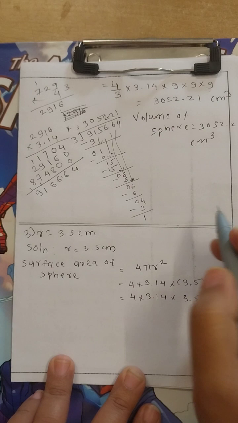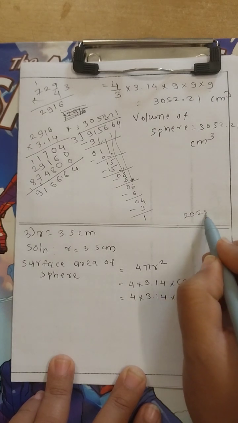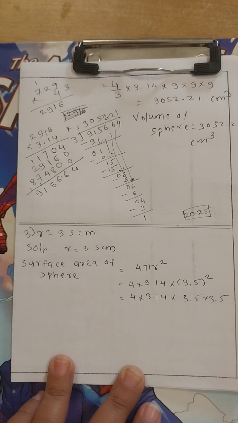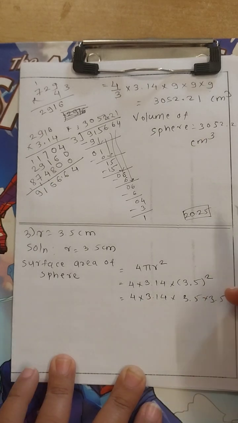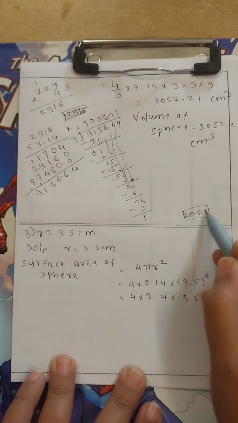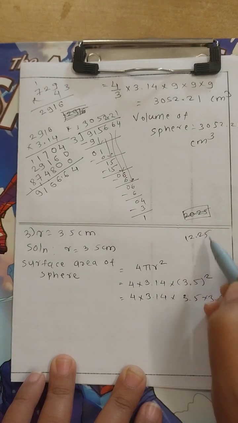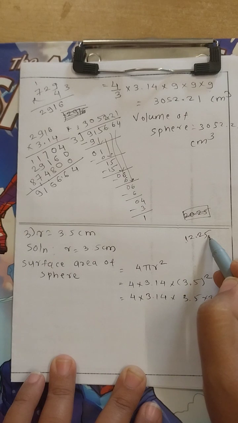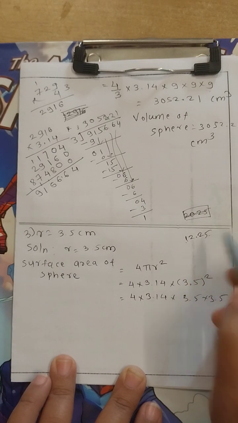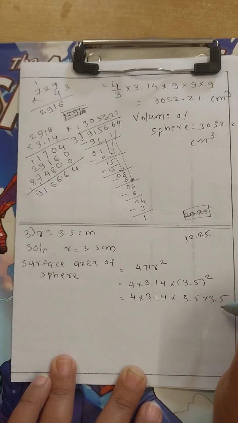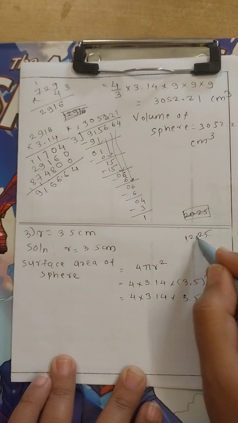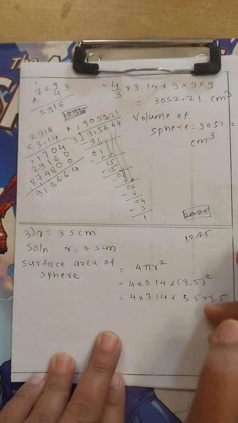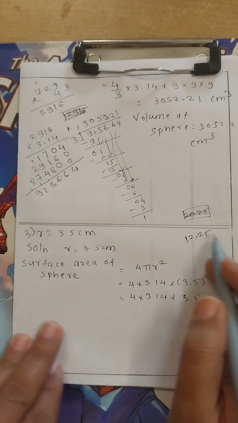3.5 into 3.5 is 20.25. Oh, sorry, 12.25. 35 square is 1225, and put the point in between after 12, so it's 12.25. 12.25 into 4.